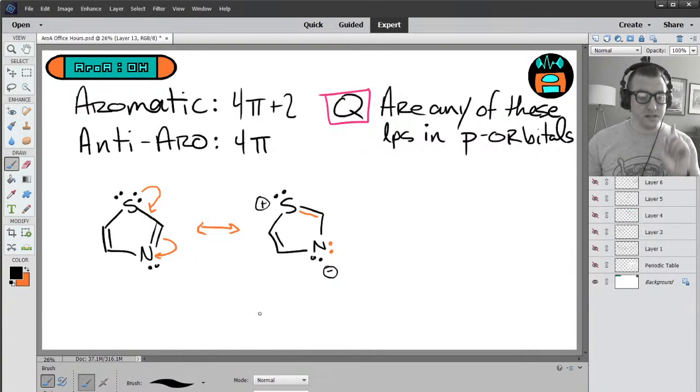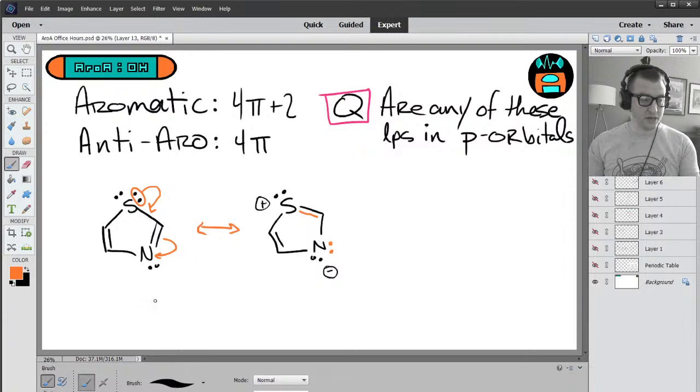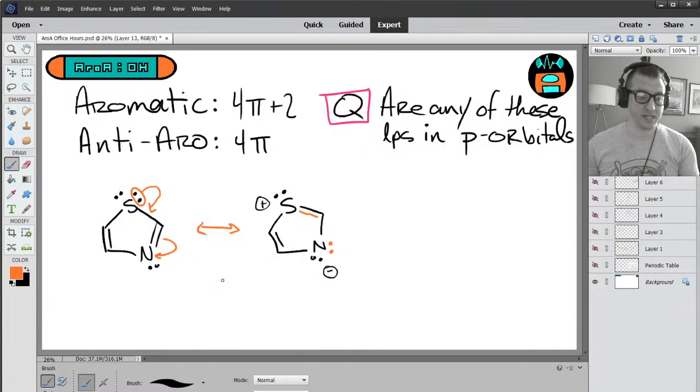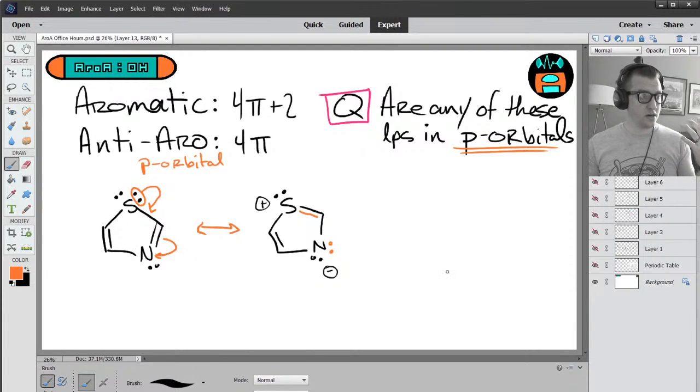But clearly, this resonance structure tells us something. Because one of the lone pairs on sulfur can be used to make a pi bond in a resonance structure, that tells you that these are in a p orbital, which means they count towards our electron count for aromatic or anti-aromatic.